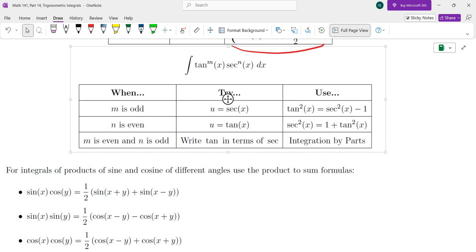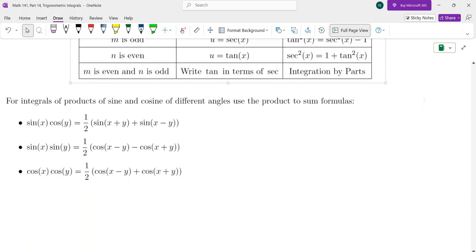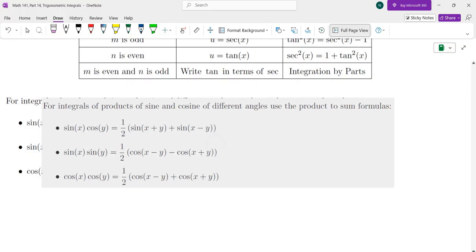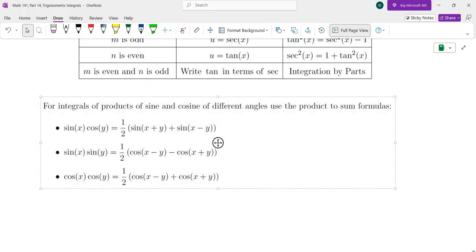If m is even and n is odd, you write down all the tangents in terms of secant, and then you use integration by parts as we did in the problem involving secant cubed. For integrals that are products of sine and cosine of different angles, we use product to sum formulas, which are sine x cosine y, 1/2 of sine of x plus y plus sine of x minus y. Sine times sine is 1/2 cosine of the difference minus cosine of the sum. Cosine times cosine is 1/2 the sum of cosine of difference and cosine of sum.